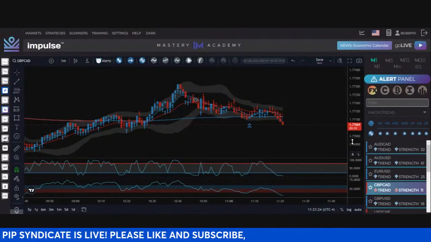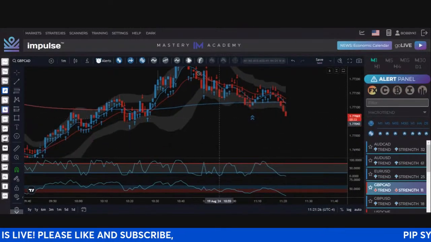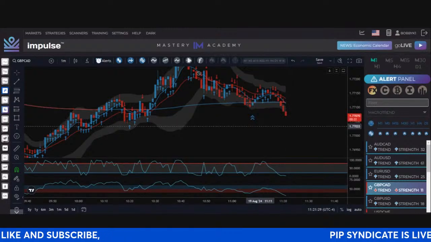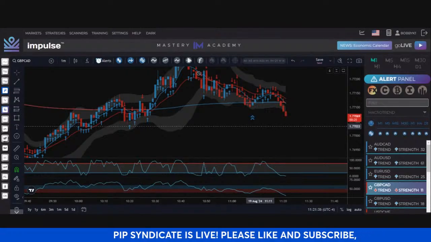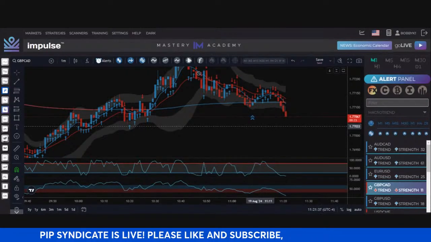It's actually the first time I've seen the macro open and it reverse right away. I mean, I'm sure it happens. I've only seen a few of them, but just saying.